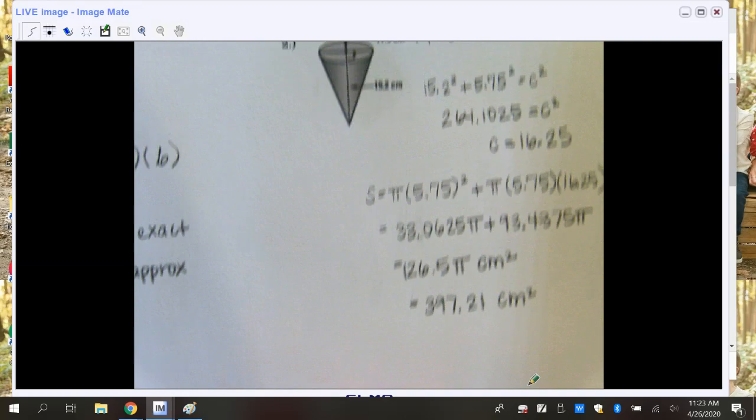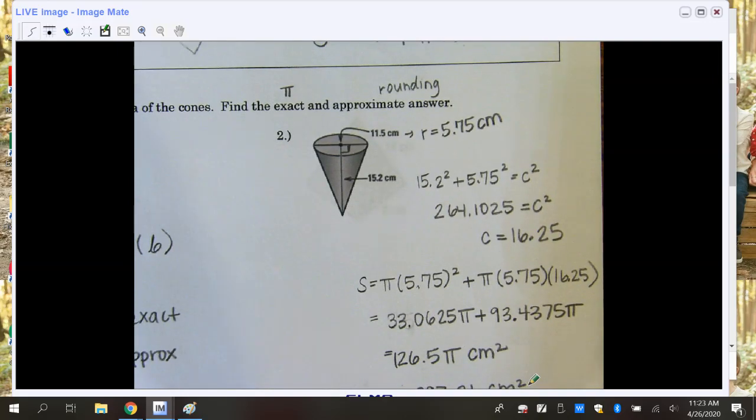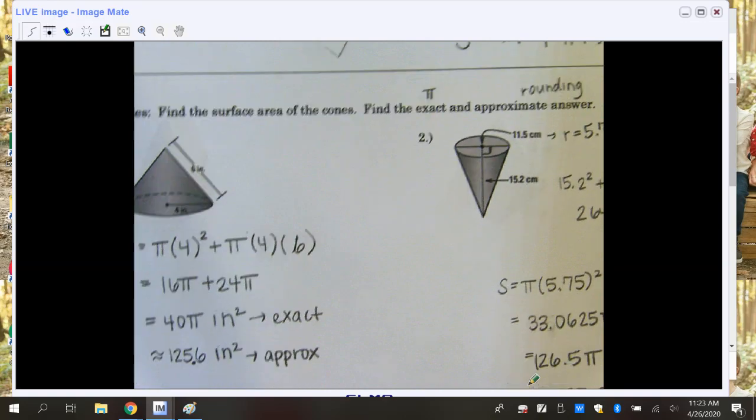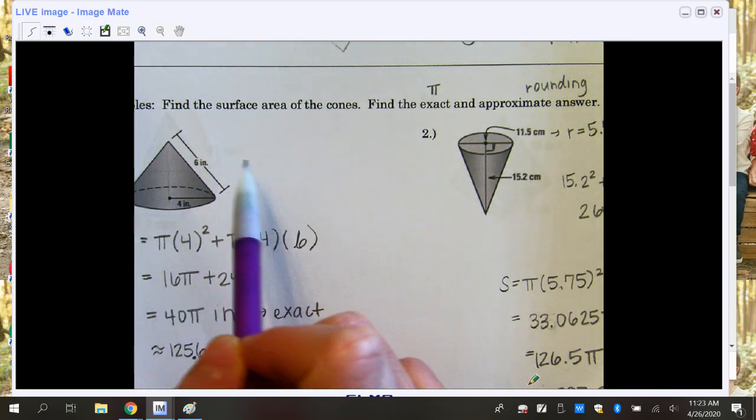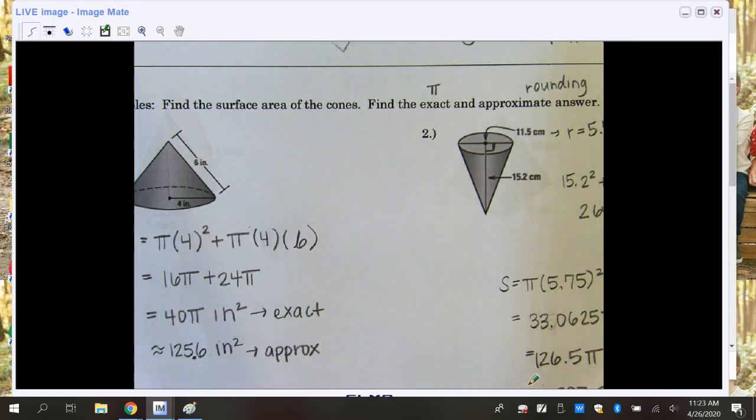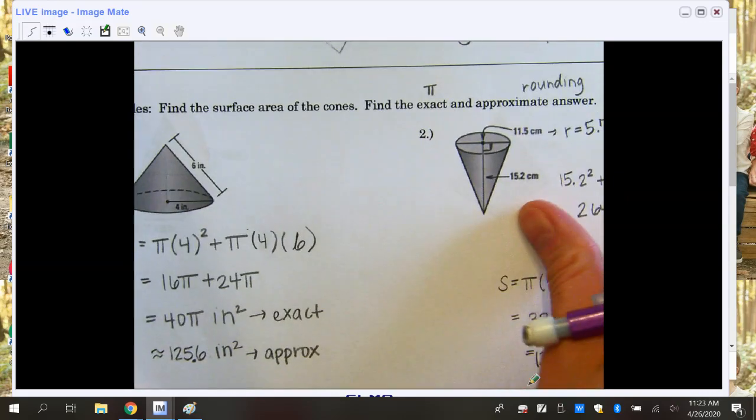Okay. All right, so the only extra work you should ever really have to do when finding the surface area of a cone is the Pythagorean theorem if you need the slant height. Like in this one, we did not have to do any extra work because the slant height was given to me, okay? All right, so that is a cone.